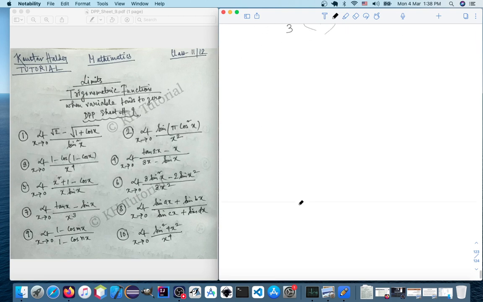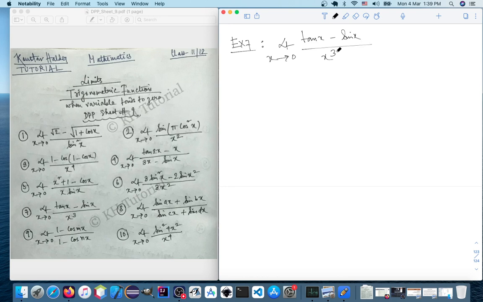Let's see problem number 7. Problem number 7 says limit x tending to 0, tan x minus sin x divided by x cube. We have x cube in the denominator. So we cannot just simply write tan x by x and adjust the x, or write sin x as sin x by x and adjust the x, because in that case also it will have the form 1 minus 1, which is 0.